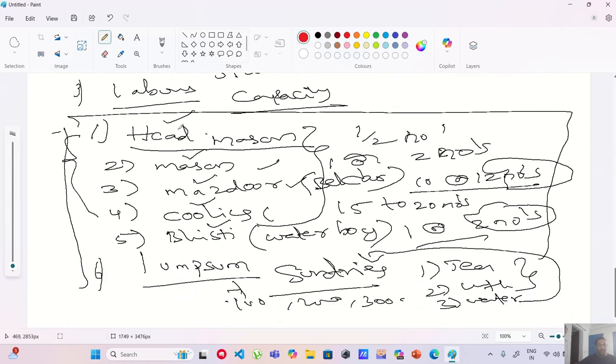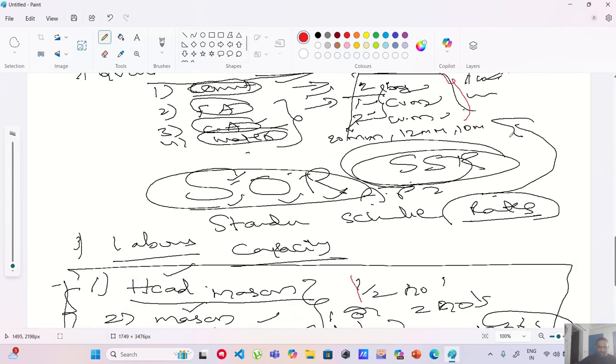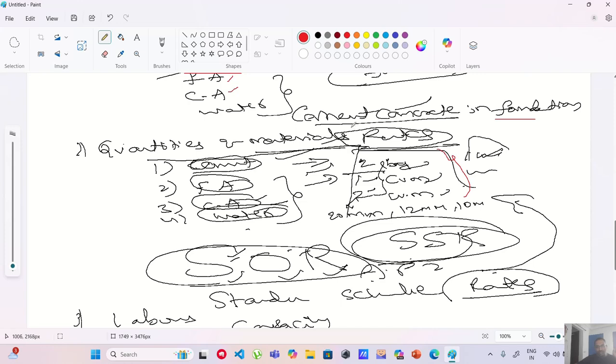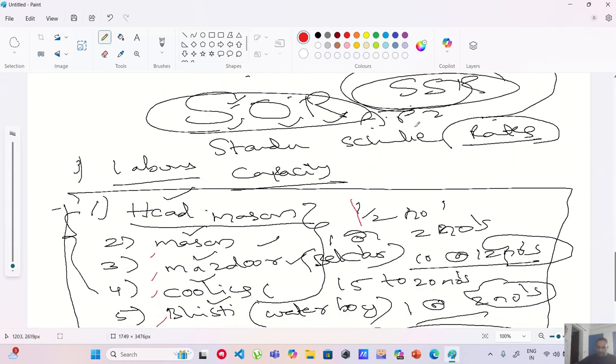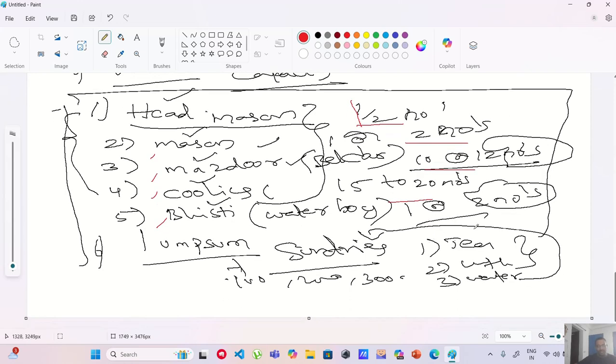And along with this, labor capacity is also required. These are the different types of labors which are available: head mason, Mazdur, Coolie, and Bisti. These are the quantities of labors for only cement concrete in foundation. You should not think the wrong way. For cement concrete in column or in slab, changes will be applicable. These are rough numbers, one or two, 10 to 12, approximations I'm saying. So this is just an introduction about the rate analysis.